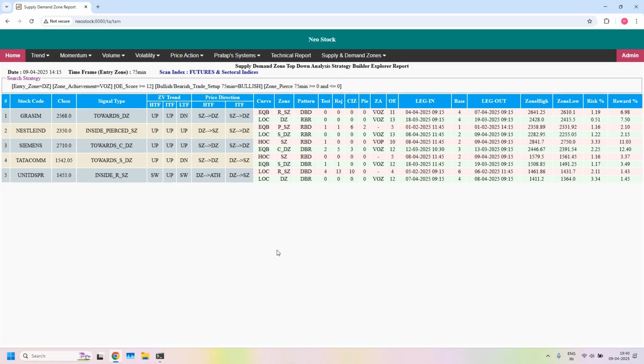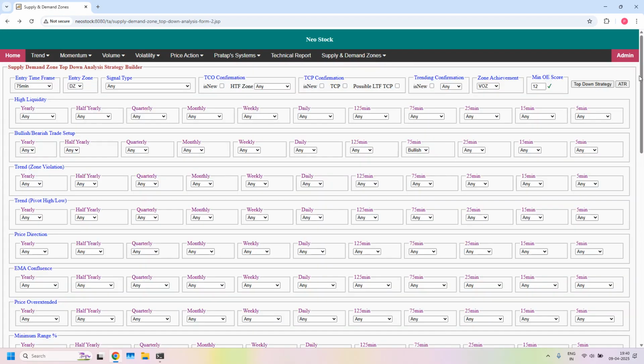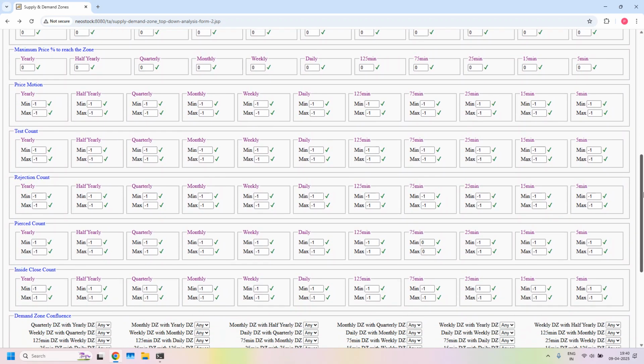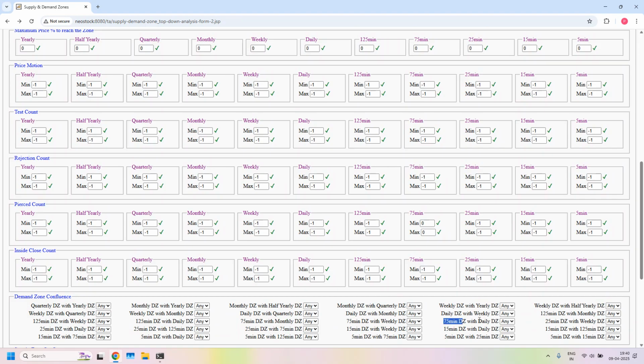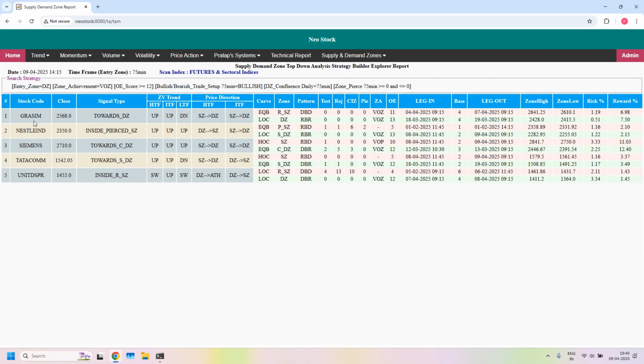That we will filter based on the zone confluence. First filter, LTF and ITF demand zone confluence. That is 75 minutes and daily demand zone confluence. I enabled the filter, and out of 5 stocks, we got all 5 stocks. So that means in all the 5 stocks, these 75 minutes demand zones are overlapped with daily demand zones. And also the daily trend is up in all these stocks. If the daily demand zone has a daily EMA confluence, then the overlapped 75 minutes demand zones might have a higher probability of success.